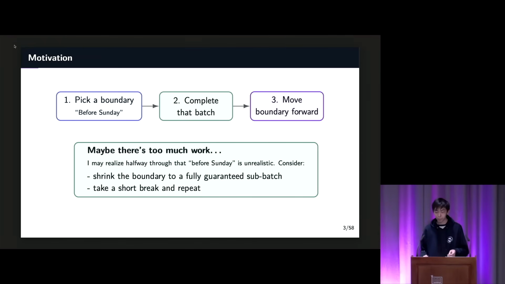Rather than forcing myself to do all of it, I find it better to shrink the boundary. I fully complete a smaller batch I can guarantee, take a short break, then repeat the process to complete the rest. Now, you may be wondering, what does all this have to do with today's talk? I promise you that it will come together towards the end.